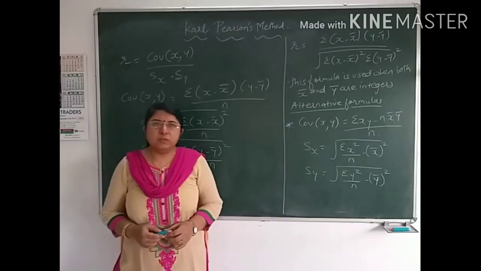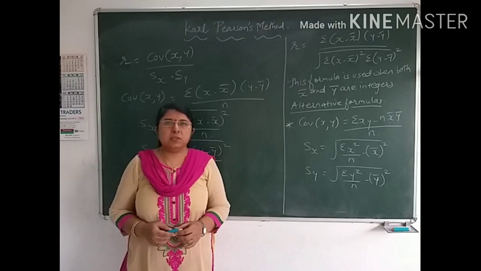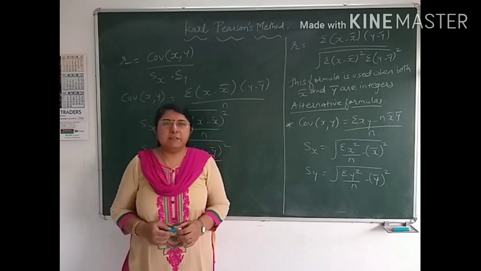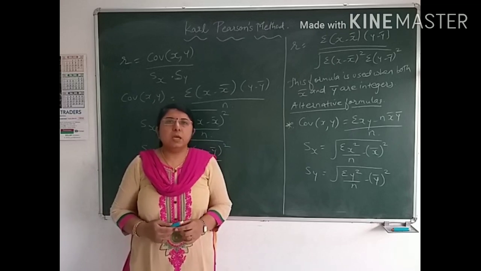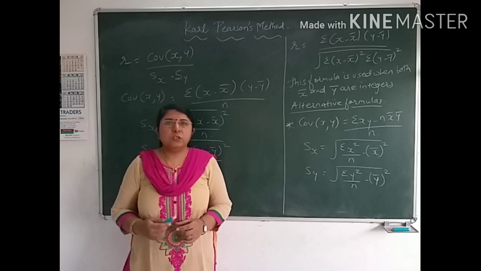Hello and welcome students. In the last video lecture, I had started chapter 2 of statistics, that is linear correlation, in which I had explained the meaning and definition of correlation, meaning of linear correlation, types of correlation and methods of correlation, in which we had studied the first method of correlation, that is scatter diagram method.